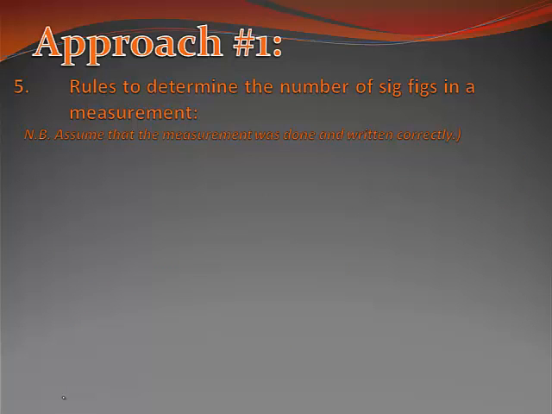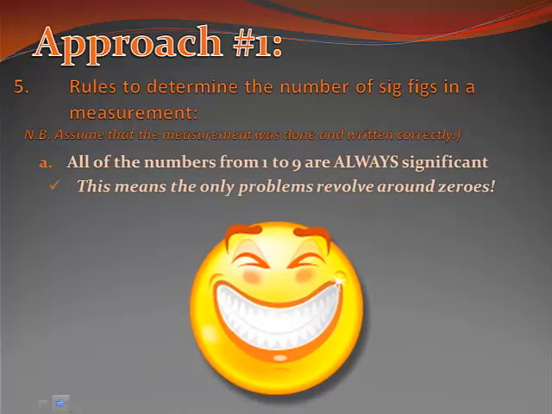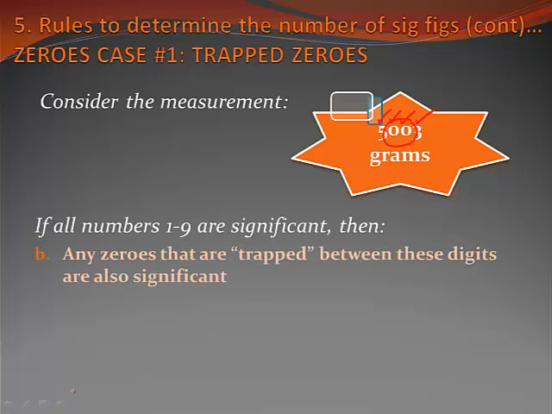So here are some rules that you need to know. I'm going to give you 3 basic different approaches, and you can pick the one that works best for you. When we look at digits, all numbers from 1 to 9 are always significant. So 1, 2, 5, 7, 9, always significant, which means that all you have to consider is zeros. In this particular case, we're looking at something called a trapped zero. If I have zeros that are trapped between numbers from 1 to 9, those zeros are also significant.